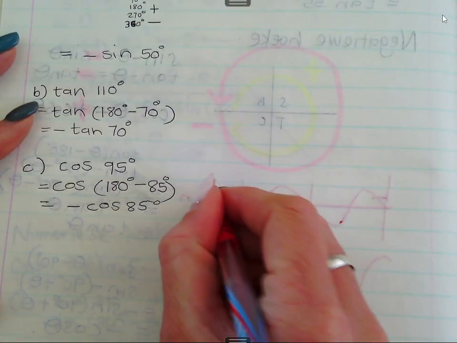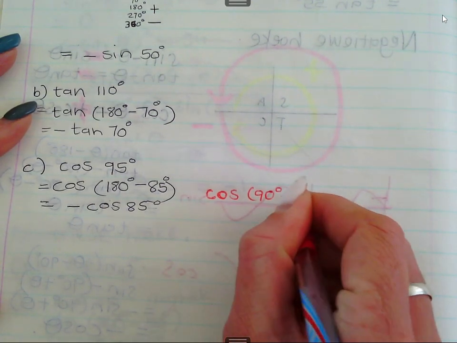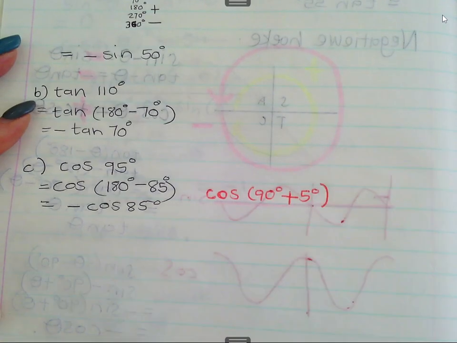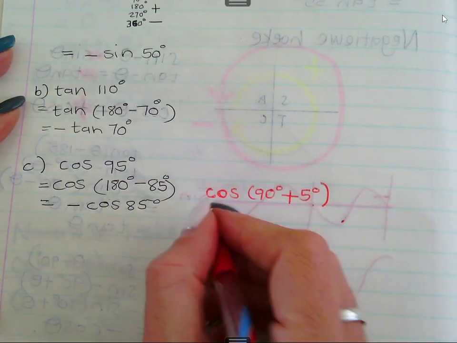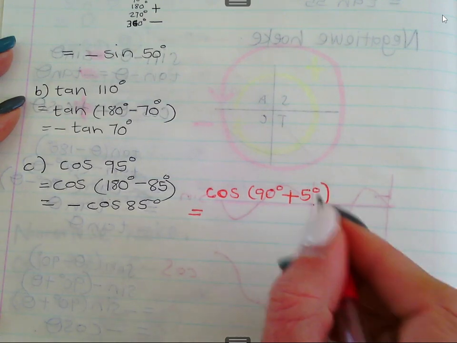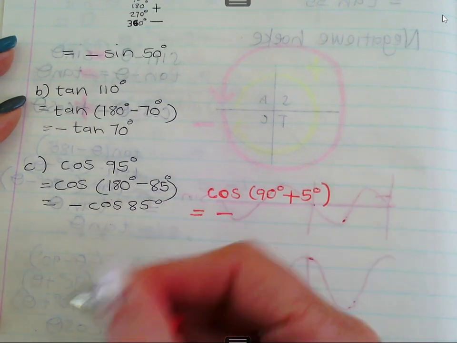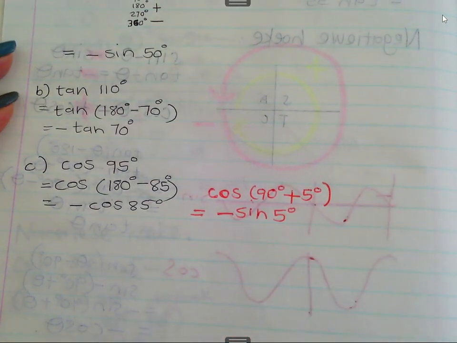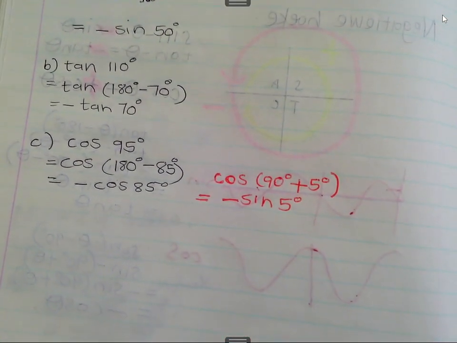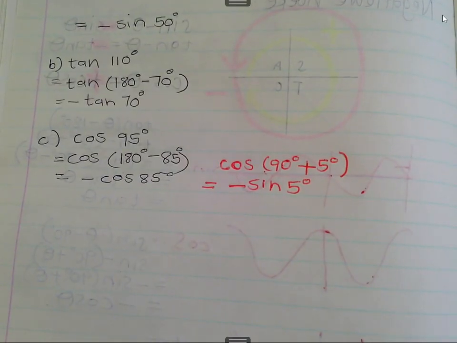Now, just for those of you who don't listen, you can choose cos of 90 degrees plus 5 degrees. It is true you can get to the right answer, but you are risking making mistakes. 90 plus is in which quadrant? Second. What is cos in the second? Negative. And then you must also remember to change it to sin 5 degrees. So the negative cos of 85 will give me the same answer as the negative sin of 5. Okay, both answers would be correct.